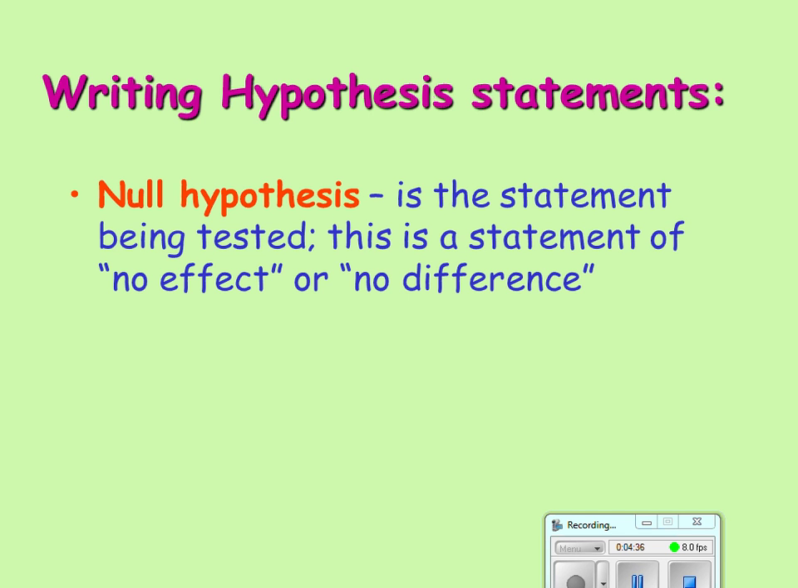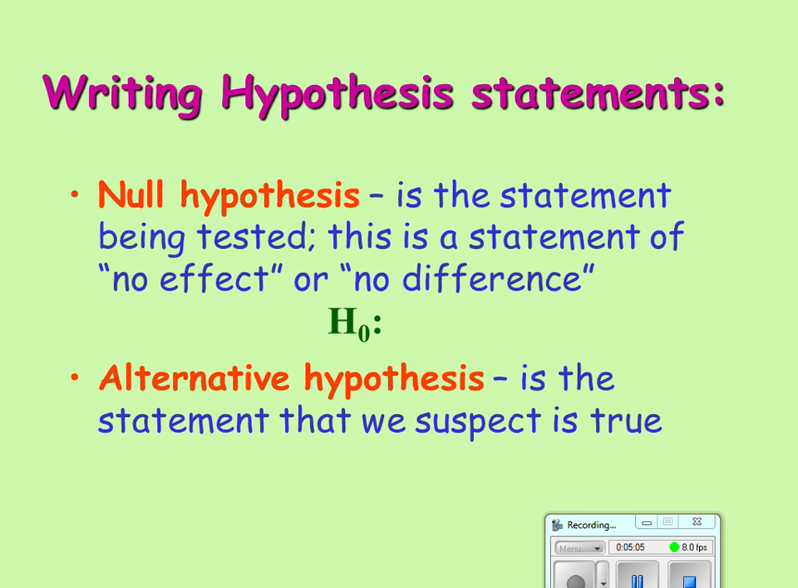Now you have 2 of them that you must write. The first one, and always the first one, is your null hypothesis. Now this is a statement that is being tested. This is a statement, again, like there's no difference, there's no effect, it's the status quo that's supposed to happen. And again, it's denoted by H sub O. Now, likewise, the other thing that we're supposed to write with our hypotheses tests is the alternative hypothesis. And that is simply the statement that we suspect to be true. It's denoted as H sub A.